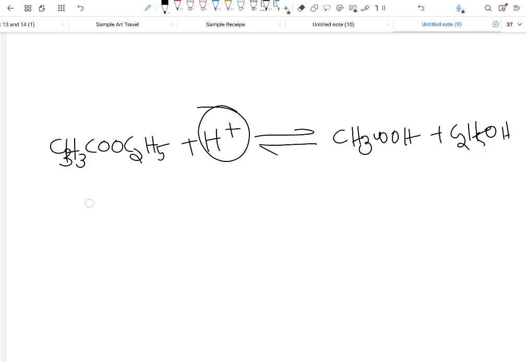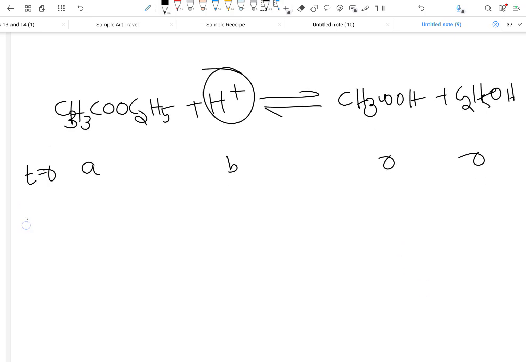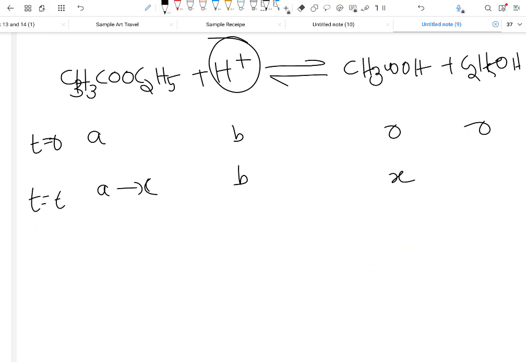Suppose initially you are taking A amount of ester and B amount of H plus, and 0, 0 for the products at time t equals 0. At time t, a particular amount of ester will have reacted, that is X amount of the ester will be reacted, and B almost remains constant, that we know, right? B almost remains constant because we are taking it in excess, so we are not using any part of that. And X amount of acid will be formed, and X amount of alcohol will also be formed, but we need the acid one.